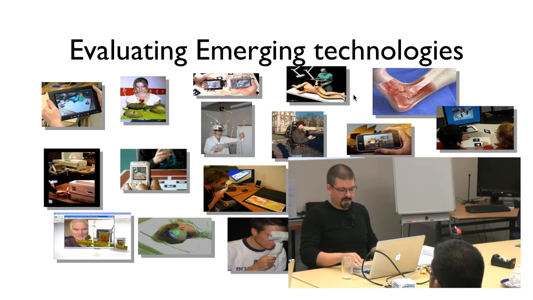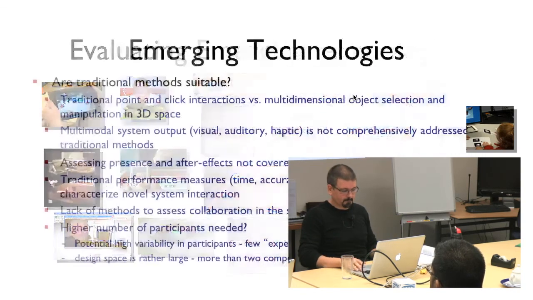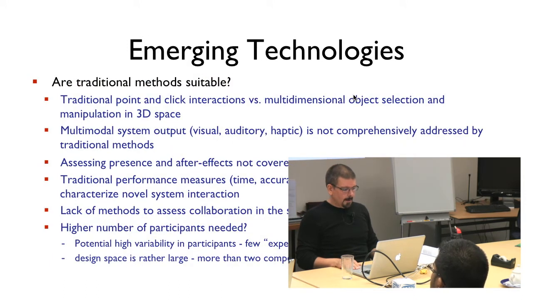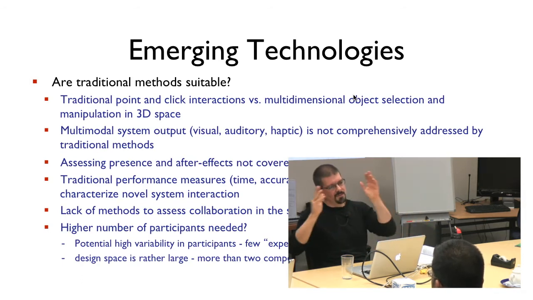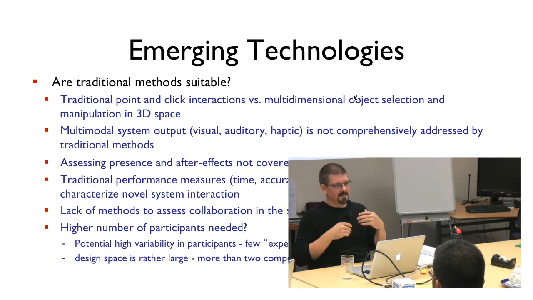So again, think about those things. Are traditional methods suitable? To some extent, yes. If we're talking about measuring task completion times and error rates, that's applicable as well. You can do this with a standard computer interface, and you can do this with augmented reality interfaces. That's quite standard, I guess.